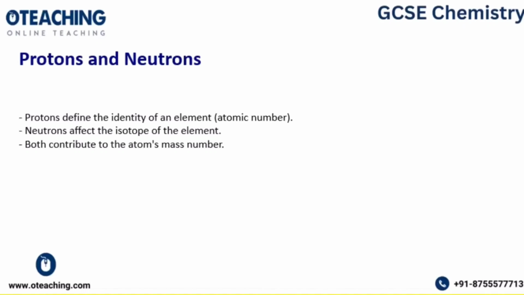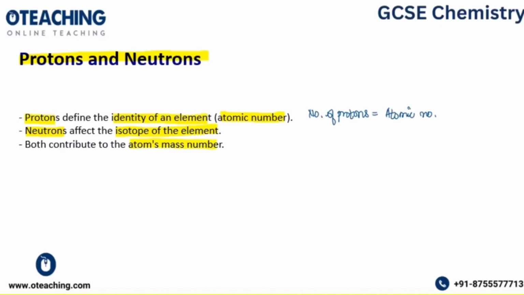Next, protons and neutrons. Protons define the identity of an element. That means the number of protons is equal to the atomic number. Neutrons affect the isotope of the element. We'll study about isotopes later, but just for now, remember that neutrons affect the isotope of the element. Both contribute to the atom's mass number.